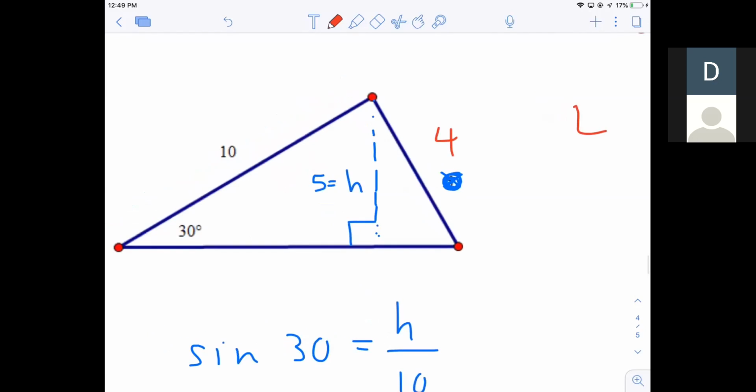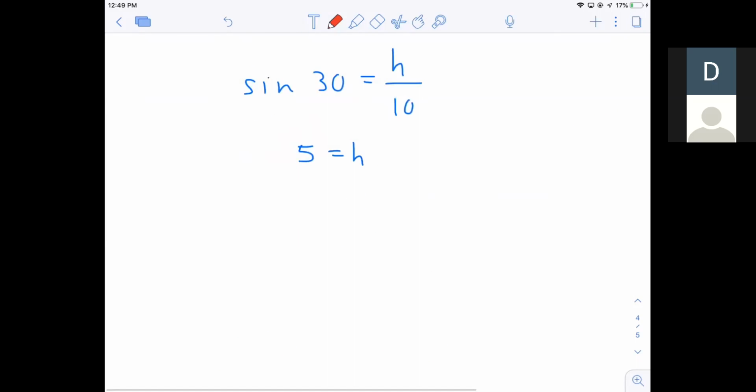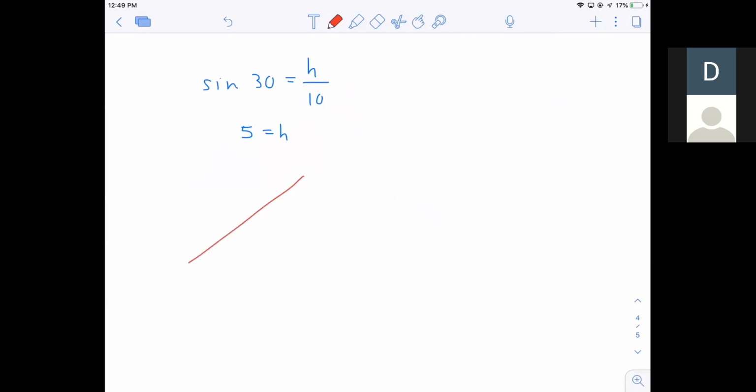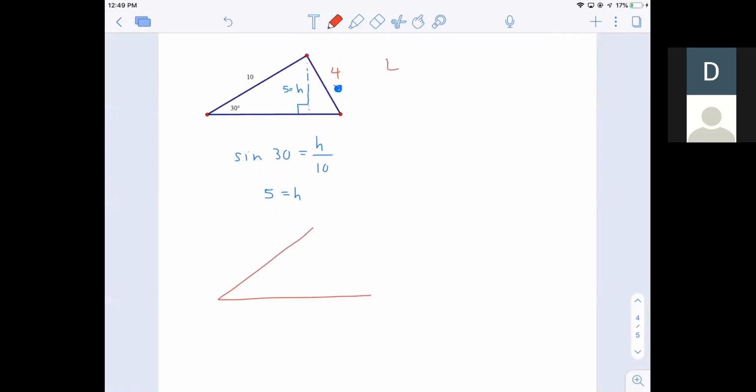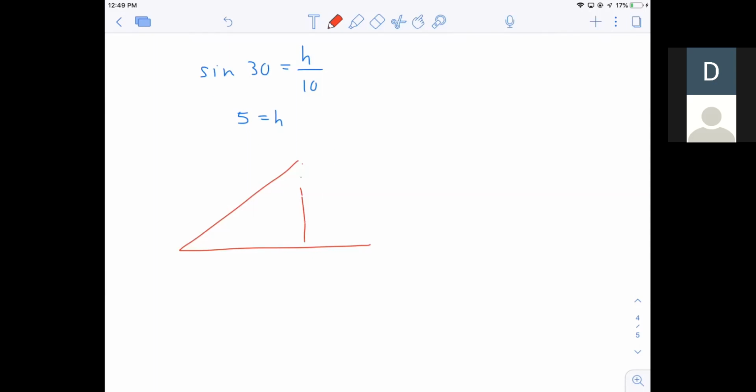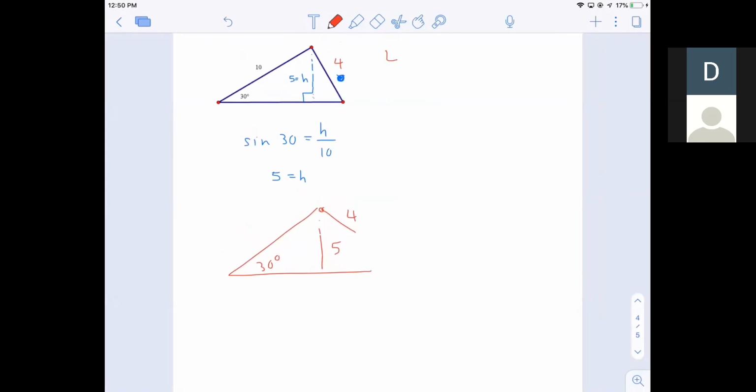All right, could you guys imagine that? I'm going to draw out the triangle again. This here is a length of 5, 30 degrees. And if I said this was a length of 4, do you think it would be possible to make a triangle with a length of 4 there?